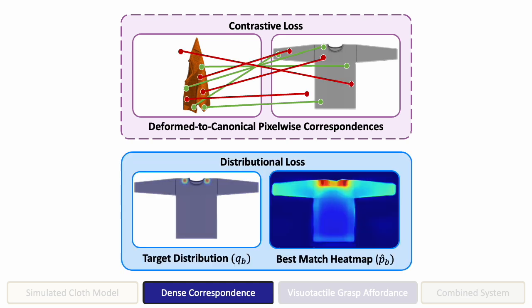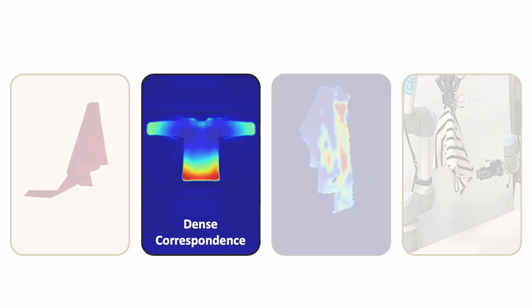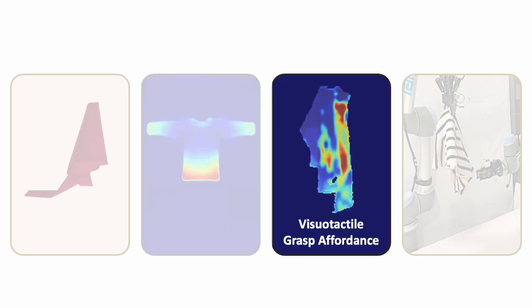For distributional loss, we have a target distribution that's a multimodal Gaussian with modes at symmetric match points. We get the probability estimator by taking the softmax over negative distances in descriptor space. Then we train the model by minimizing the difference between the target distribution and the probability estimate. Distributional loss is advantageous because we can encode symmetries and have a built-in confidence estimate, both of which are essential for in-air garment manipulation. Now that we know which shirt regions we want to grasp with dense correspondence, let's determine if we can actually grasp them using visuotactile grasp affordance.